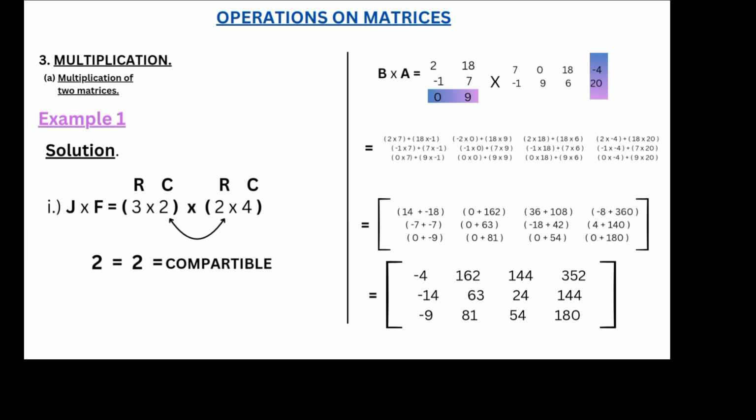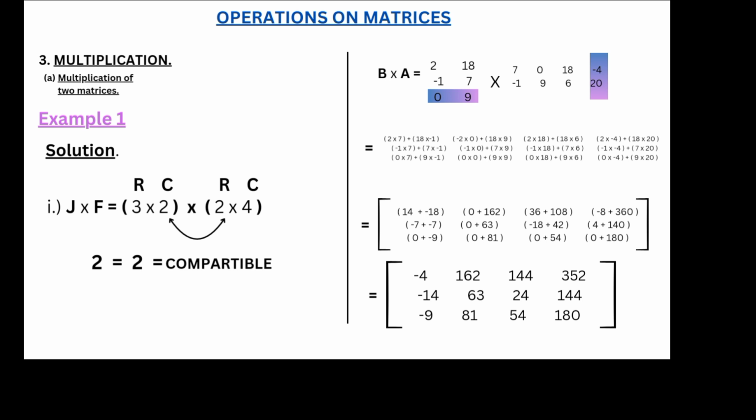So 14 plus negative 18 is negative 4. 0 plus 162 is 162. 36 plus 108 is 144. Negative 8 plus 360 is 352. Negative 7 plus negative 7 is negative 14. 0 plus 63 is 63. Negative 18 plus 42 is 24. 4 plus 140 is 144. 0 plus negative 9 is negative 9. 0 plus 81 is 81. 0 plus 54 is 54. 0 plus 180 is 180. And we have our answer.